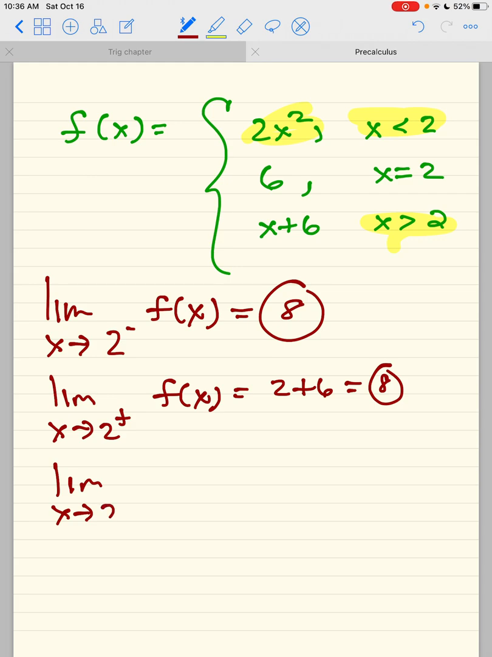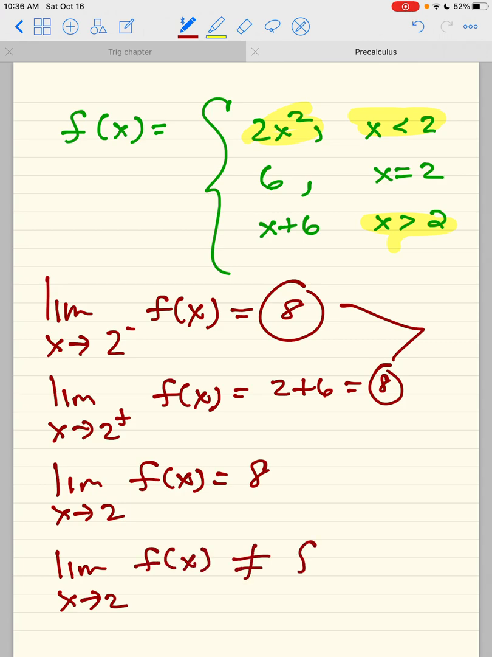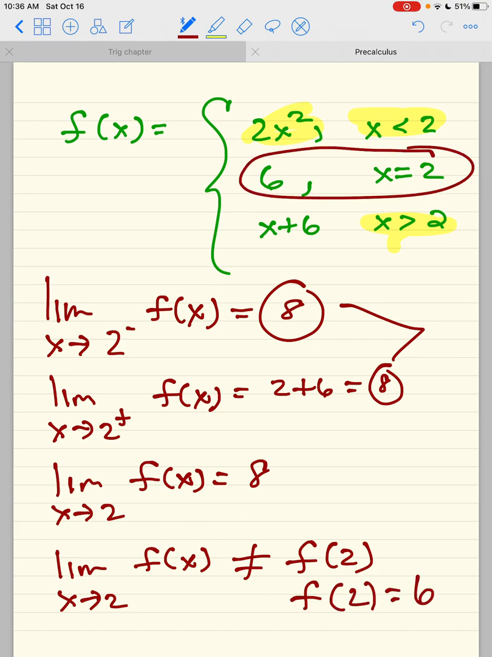Now, the limit as x approaches 2 exists because both numbers match. But the limit as x approaches 2 does not equal f of 2. Because what is f of 2 equal to? So that's how you write it. And you say not continuous. Okay, I hope everybody sees that. By the way, that means there's a point discontinuity.